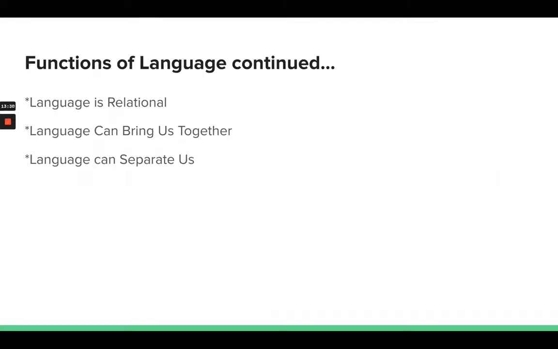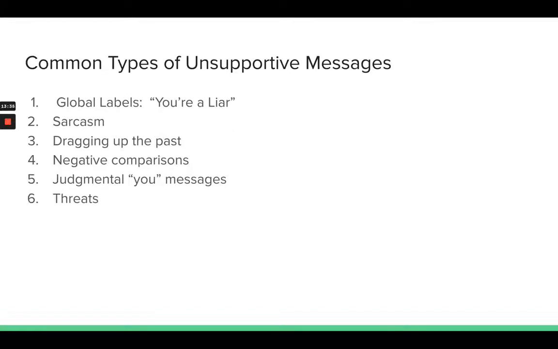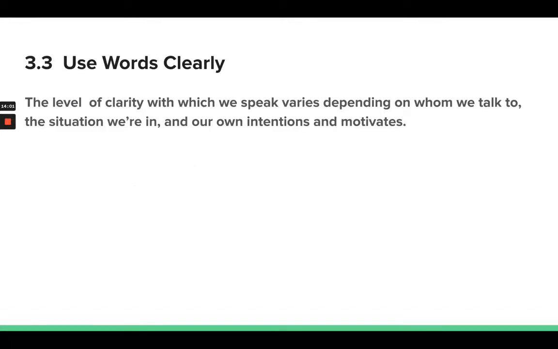So functions of language: relationship. Language is relational. It brings us together, but language can also separate us. So unsupportive messages or global labels: you're a liar. Sarcasm is a form of unsupportive messages. Dragging up the past is a form of an unsupportive message. Negative comparisons, judgmental you messages, and we're really bad about this. You made me feel this way. You did this to me. And then threats are common types of unsupportive languages. So it's important to use your words clearly.